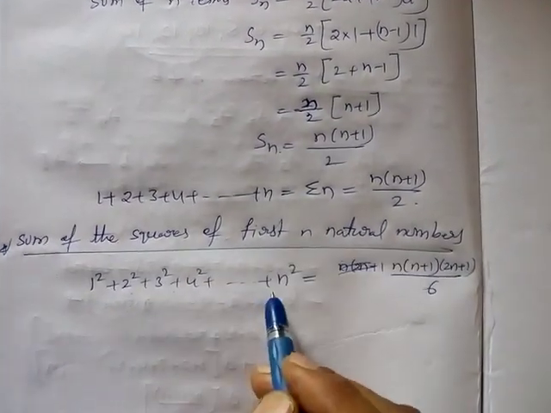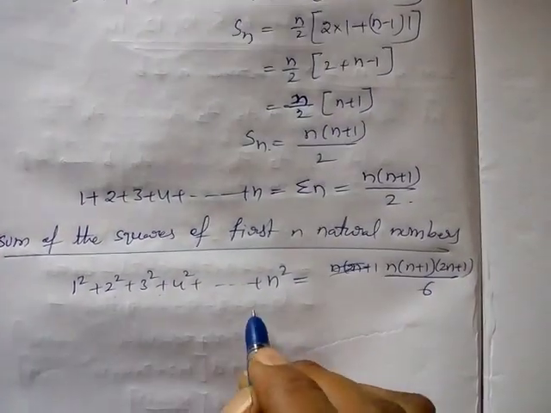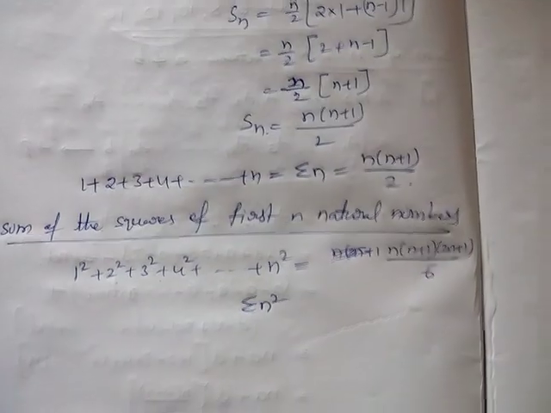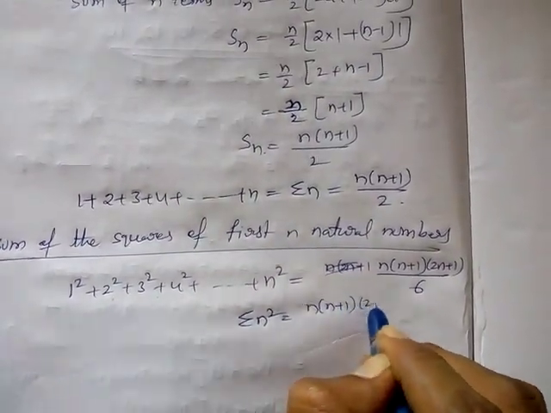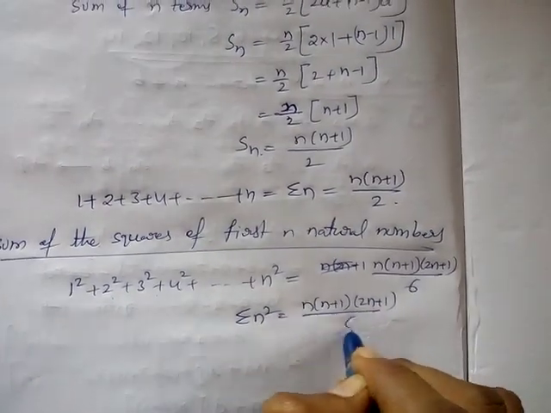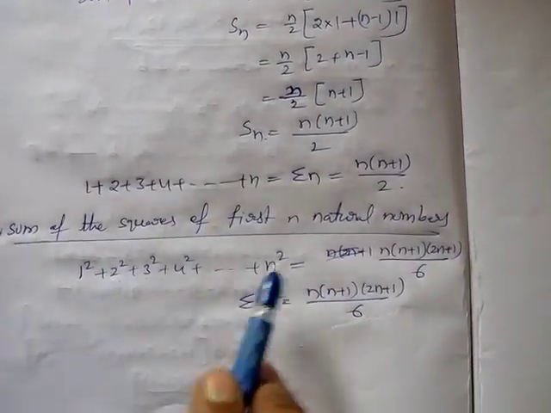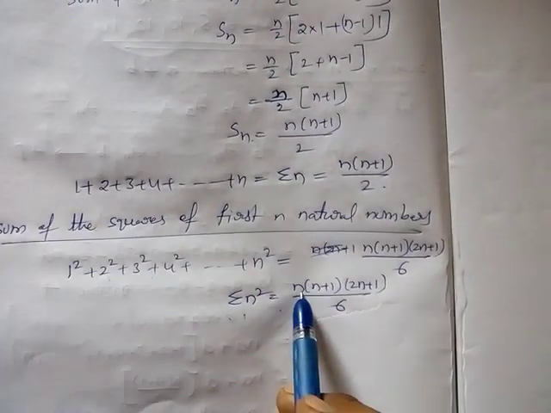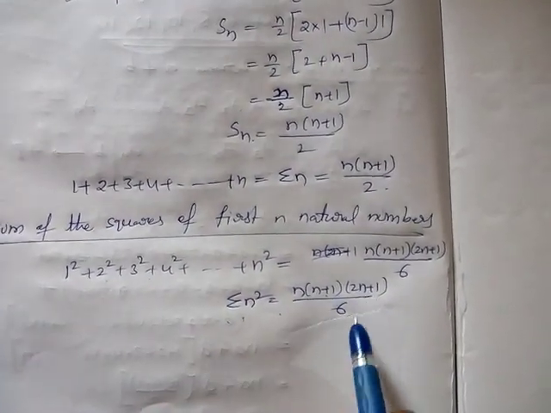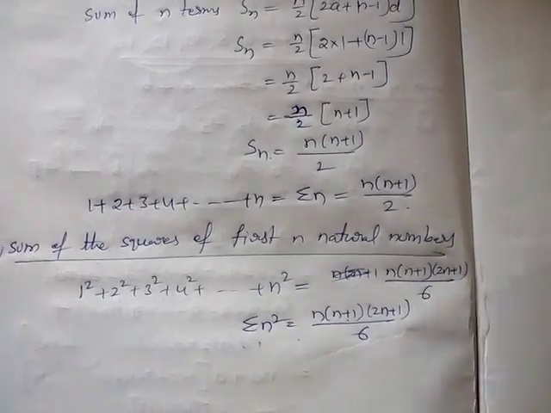Sum of the squares of first n natural numbers is denoted by sigma n square. Sigma n square is equal to n of n plus 1 into 2n plus 1 by 6. So how to prove this? Now I will explain. Proof.